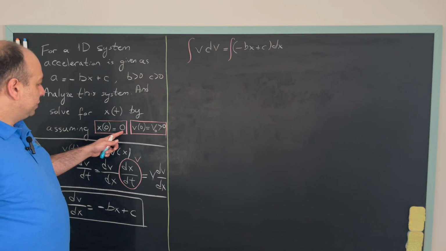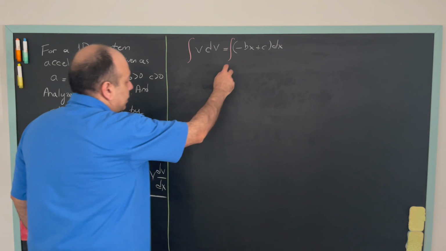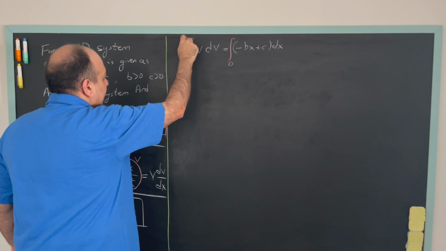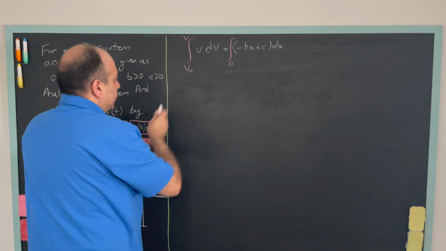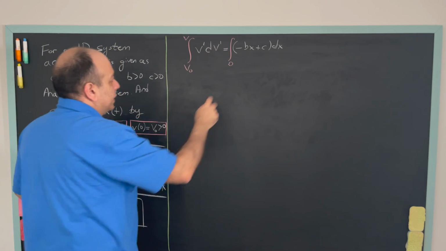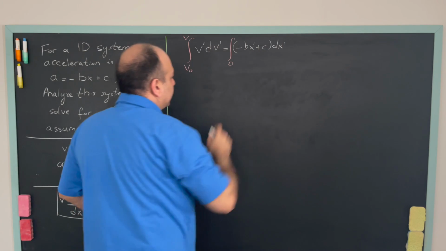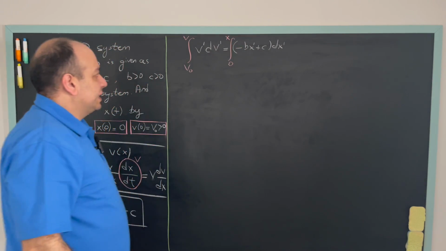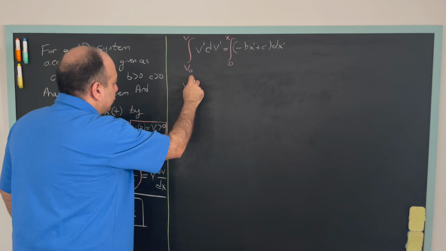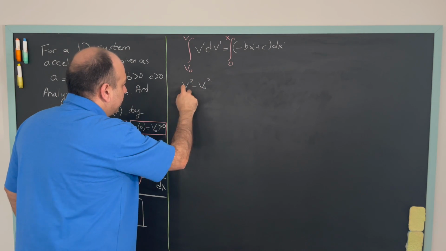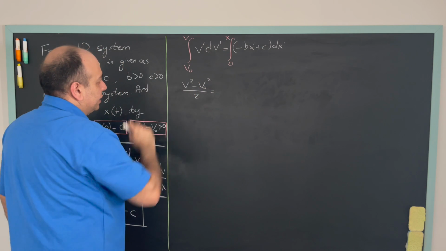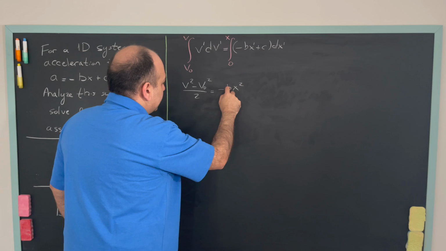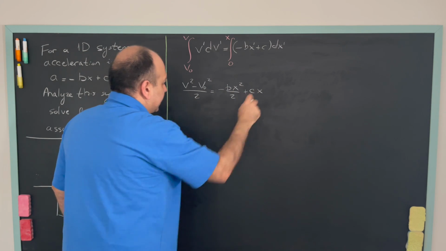So when x is equal to 0, v is equal to v naught. So this is 0, this is v naught. At any v here, we'll change this to v prime, and this would be x prime. Integration variables. So the final position would be just x. It is easy to calculate now. So (v square minus v naught square) over 2, it's just the integral of that, is equal to minus b x square over 2 plus c times x.